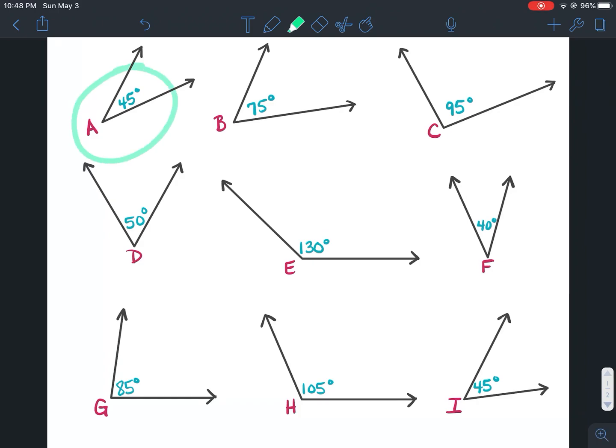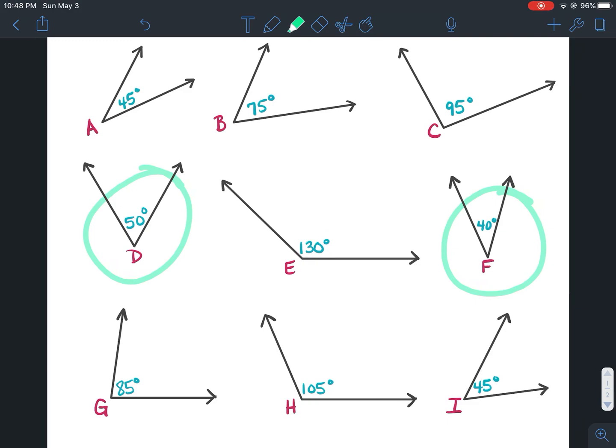Well, 45 and 45 when added together gives you 90. Therefore, angle A and angle I are complementary angles. 50 degrees plus 40 degrees equals 90 degrees. Therefore, angles D and F are complementary angles.